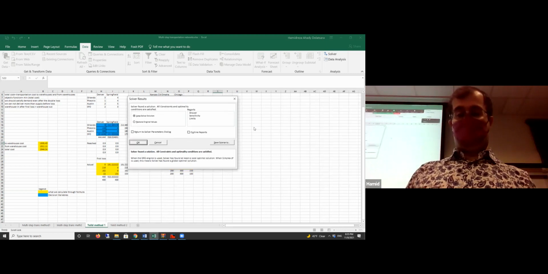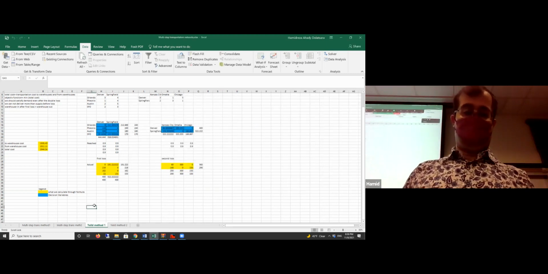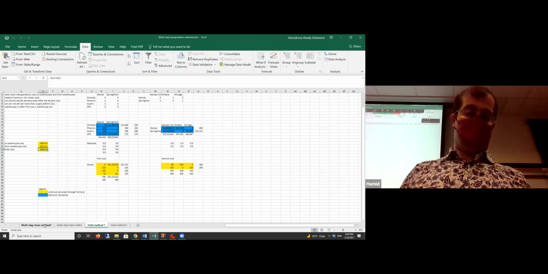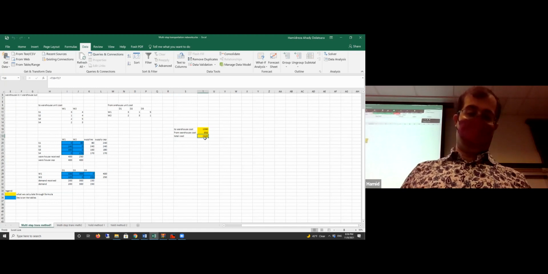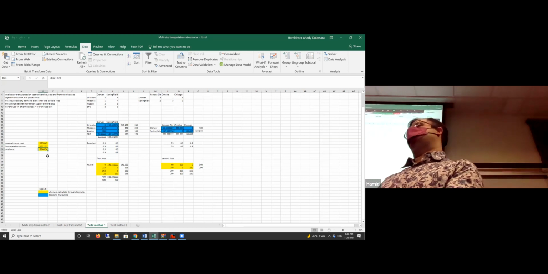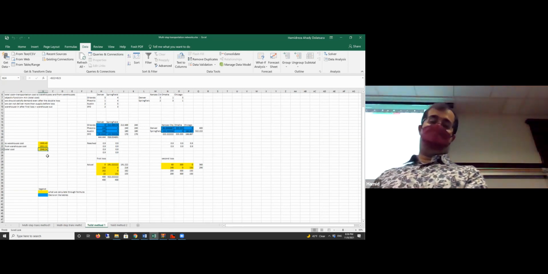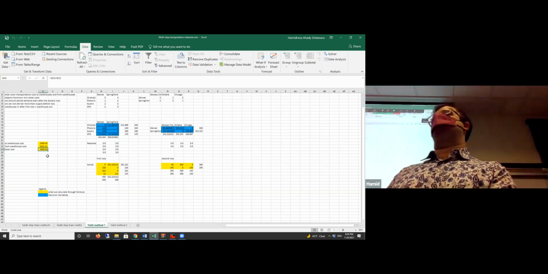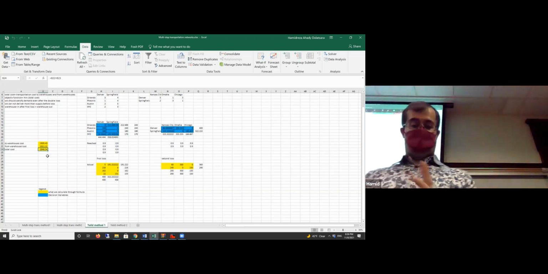So let's click solve. Okay, the solution is 2946. Let's compare with the previous solution. Before loss, the final objective function value is 2340, but with loss, you should ship more because you lose some. So you should pay 2946.54 as your transportation cost.